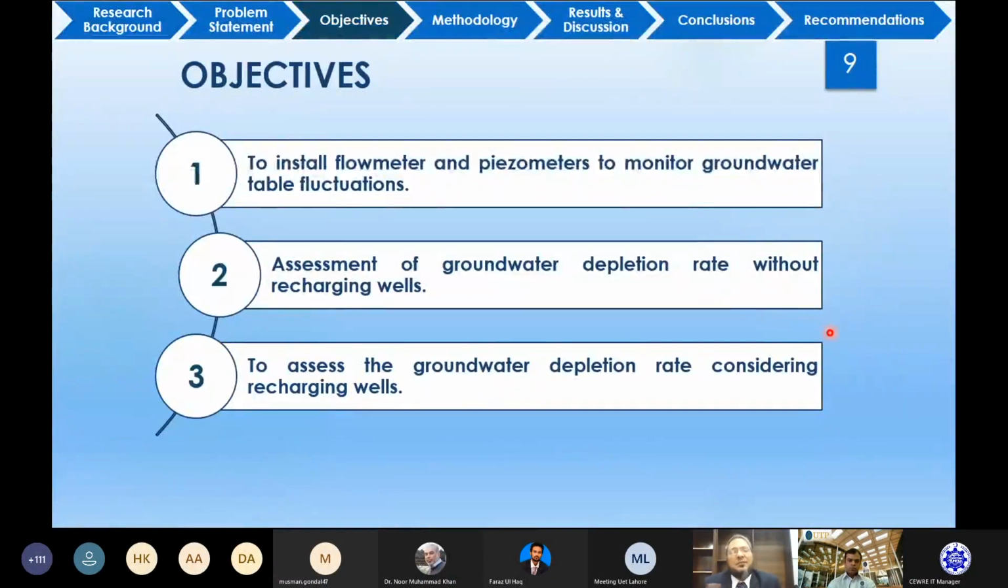The objectives of the MSc research work were to install a flow meter and piezometer to monitor groundwater table fluctuations. Unless we do instrumentation on these devices, we cannot measure their performance. The second was the assessment of the groundwater depletion rate without recharging wells, and then to assess the groundwater depletion rate considering the recharging wells. So what was the benefit of these recharging wells? In terms of efficiency, in terms of avoiding ponding on the surface.